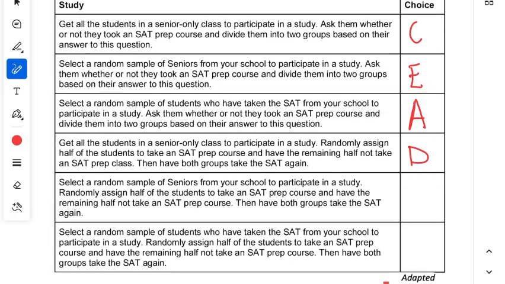Okay, the next one: select a random sample of seniors to participate, randomly assign half to take the SAT prep course and the other half not, and then compare their SAT results. This is F. Then the last one: select a random sample, randomly assign them to take the SAT prep, and then have them take the SAT again. That is B.